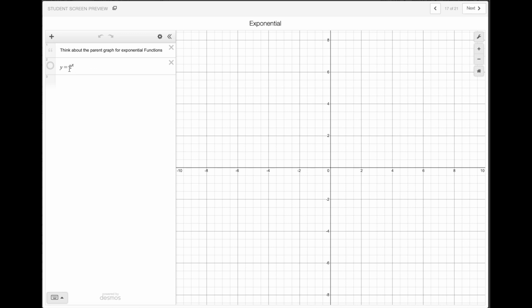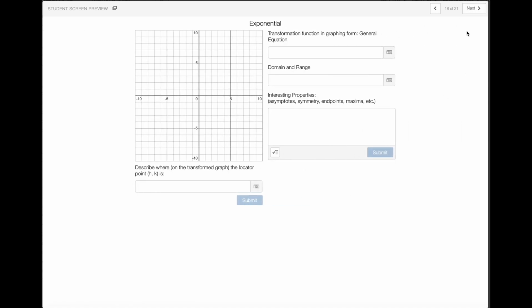Like I said, you can type in a 2, you can type in a 3, or you can type any value. You can type in a b and add sliders. You're going to explore with that.